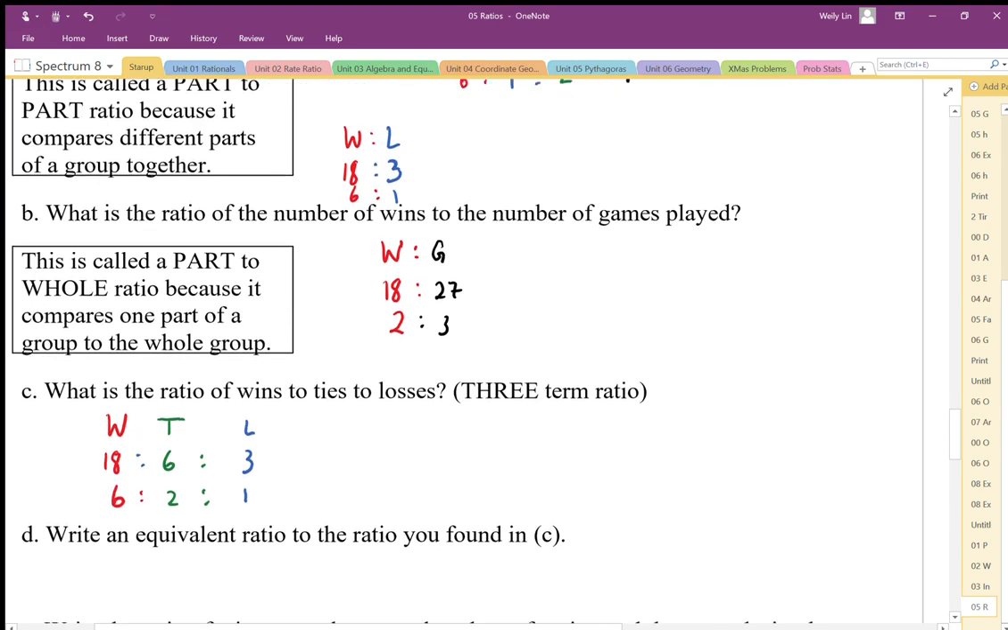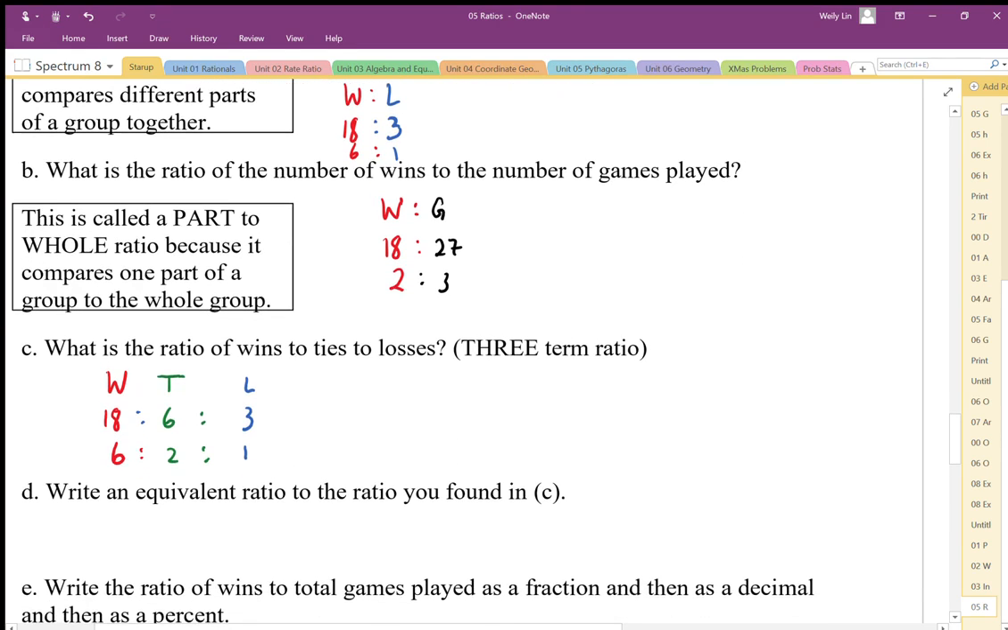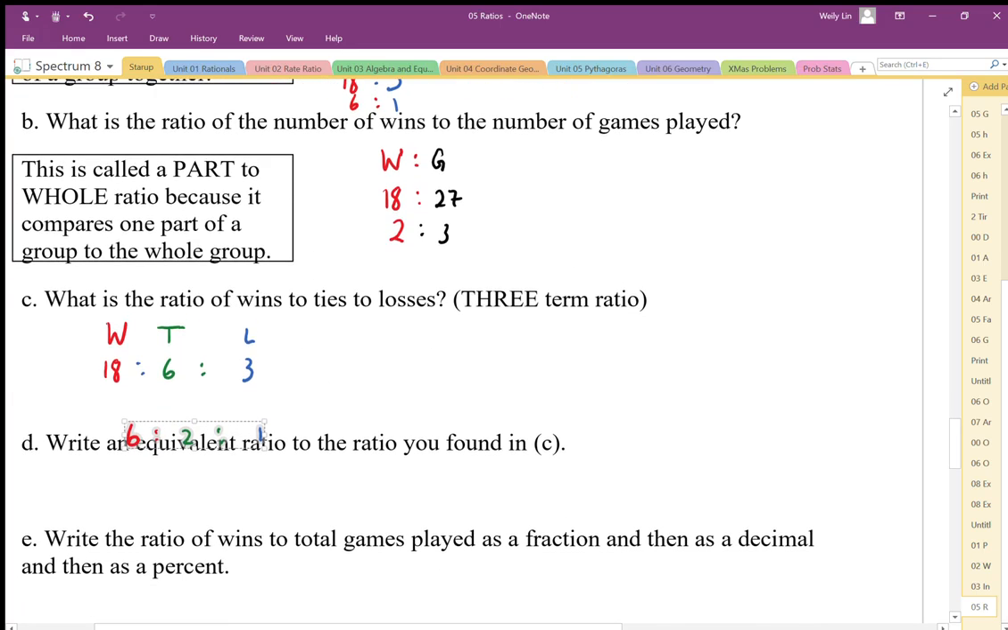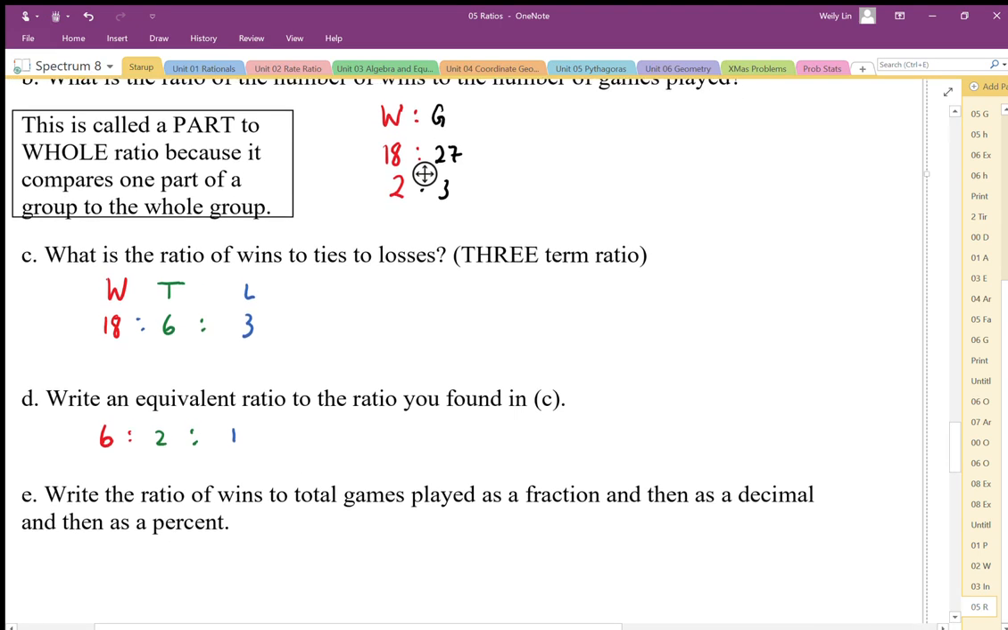Now write an equivalent ratio we found in part C. I will take this term here, and we'll just use that as our answer. So this represents an equivalent ratio. Just going to group that, slide that down. So that's an equivalent ratio. We can scale it up or scale it down depending on what you want to do.